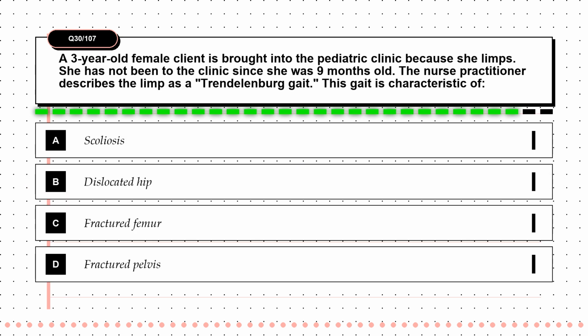Question 30. A 3-year-old female client is brought into the pediatric clinic because she limps. She has not been to the clinic since she was 9 months old. The nurse practitioner describes the limp as a Trendelenburg gait. This gait is characteristic of. Here are the options. Option A, scoliosis. Option B, dislocated hip. Option C, fractured femur. Option D, fractured pelvis.